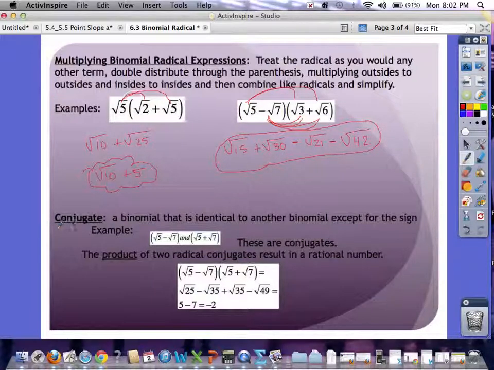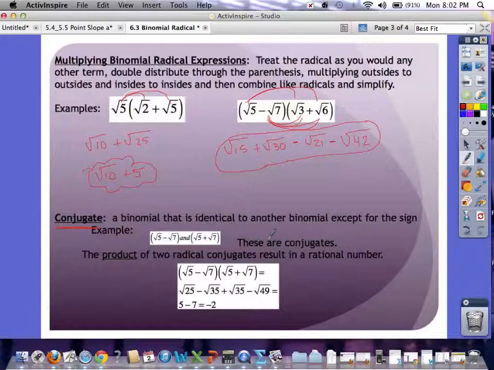All right, now a new word, conjugate. We'll be talking about that a lot. Conjugate means a binomial that is identical to another one except for the sign. So for example, the square root of 5 minus the square root of 7 and the square root of 5 plus square root of 7. They're exactly the same, but one's positive, one's negative. These are conjugates.